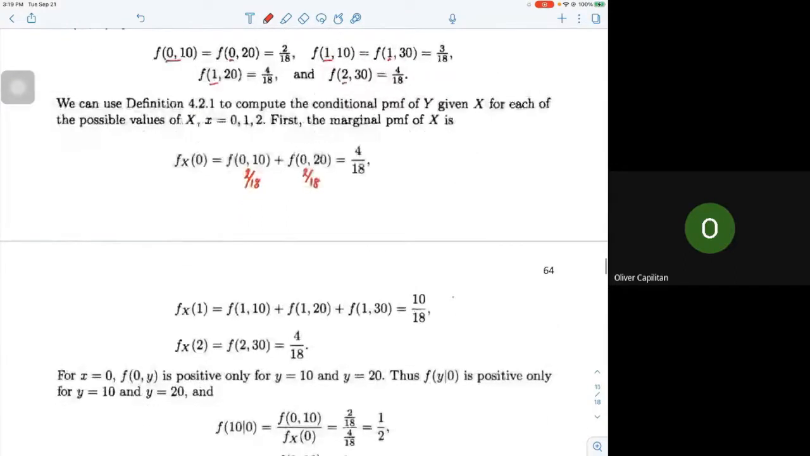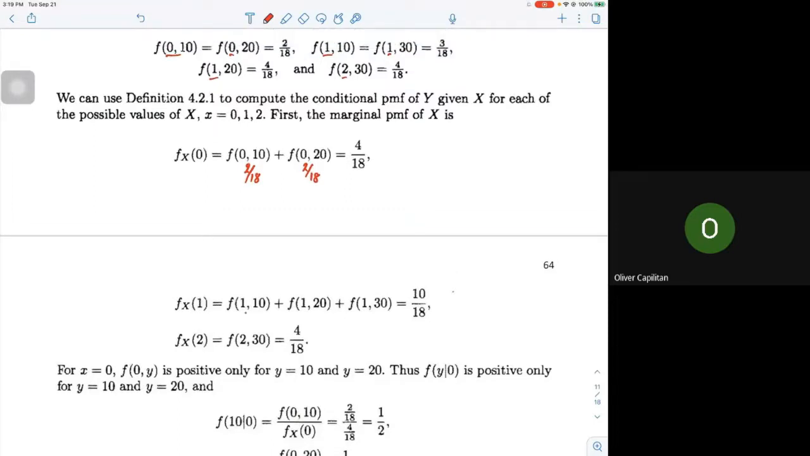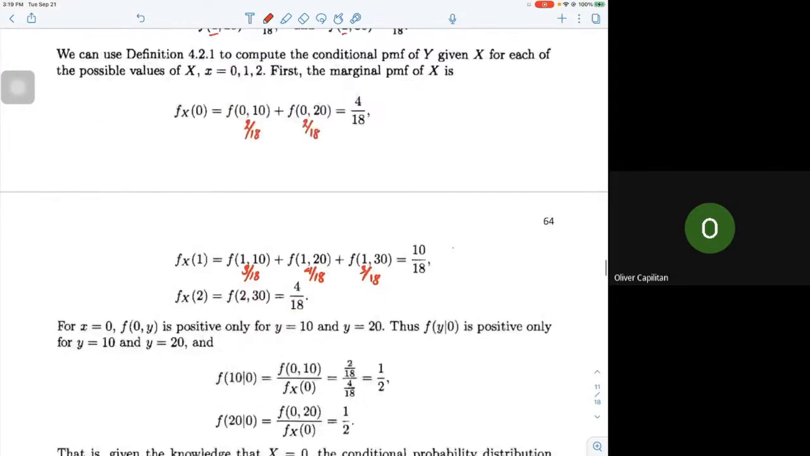And then when x is equal to 1, the marginal PMF of x is the sum of the joint PMF, f of 110, f of 120, f of 130. So we have here 3 over 18, and then 4 over 18, and then 3 over 18. So that is equal to 10 over 18. And for the last value of x, which is 2, the marginal PMF of x evaluated at 2, f of 230, is equal to 4 over 18.